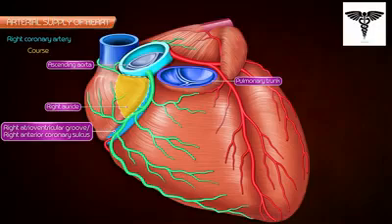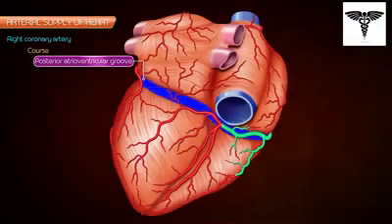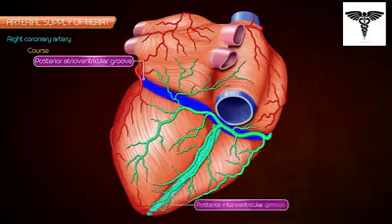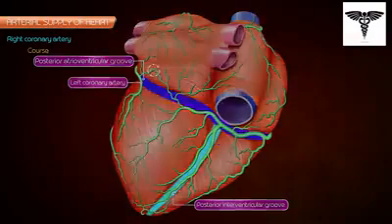At the inferior border of the heart, it turns posteriorly and runs in the posterior atrioventricular groove up to the posterior interventricular groove, and terminates by anastomosing with the left coronary artery.